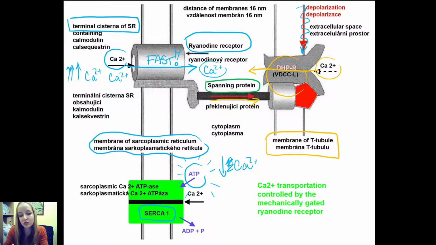But we need to somehow pump them back, because you don't want to contract your muscles all the time. Sometimes you need to end this action. Okay? And you need ATP to pump with SERCA.